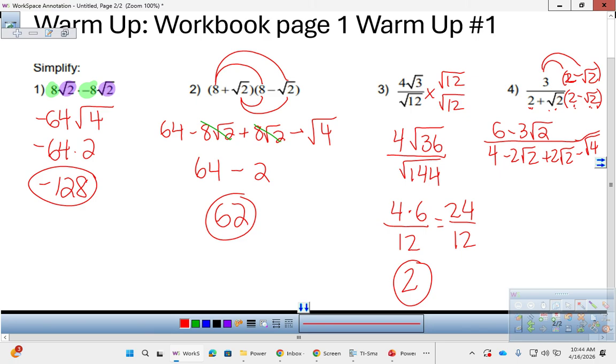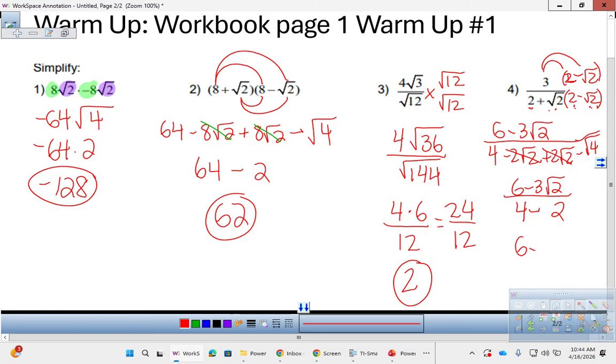Now from here, I can't do anything with the numerator. There's no like terms there. But in the denominator, I've got a negative 2 root 2 and a positive 2 root 2. Anytime you multiply by the conjugate, the middle term zeroes out, just like it did here. And I end up with 4 minus the square root of 4, which is 2.